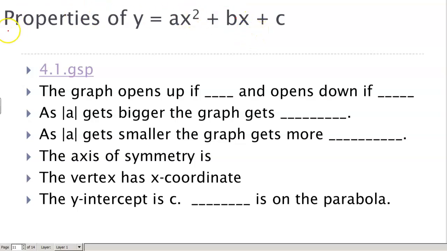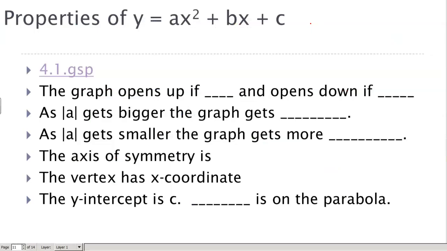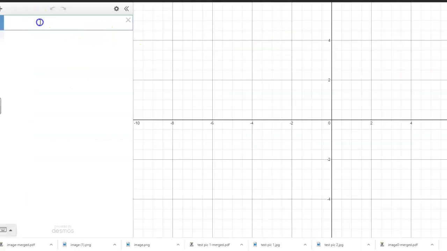But before that, we want to talk about and just explore what are the properties of ax squared plus bx plus c. So what I'm going to do is go to Desmos, and I just want to figure out what these three parameters actually do here. So, what does the a do in terms of my graph? What does the b do? What does the c do? So we're going to explore that real quick.